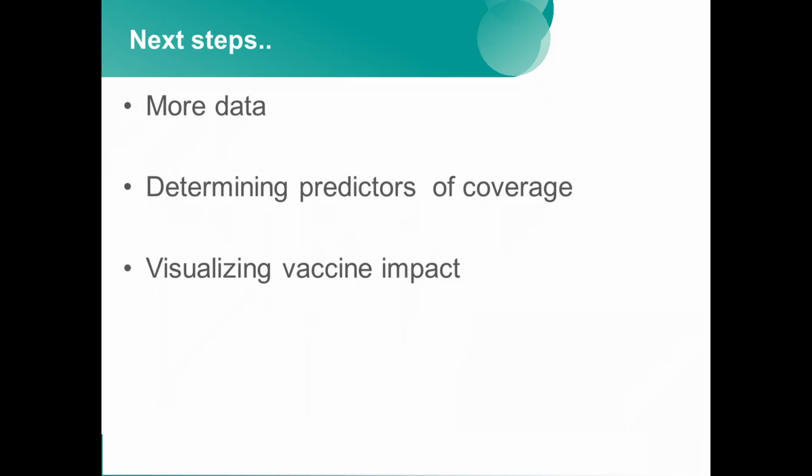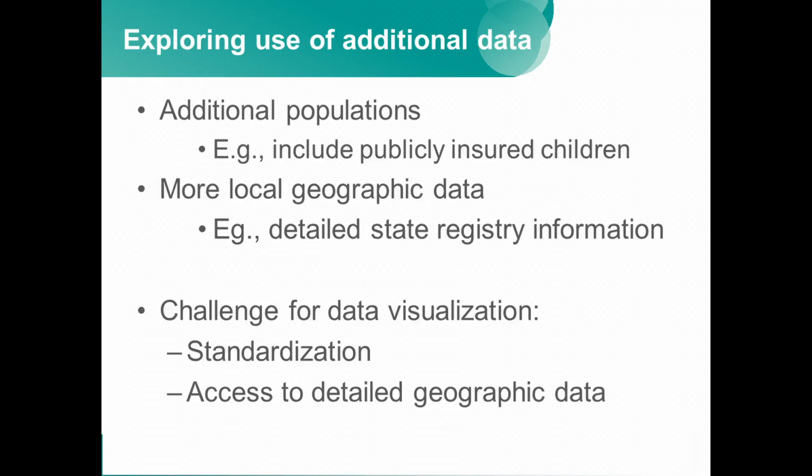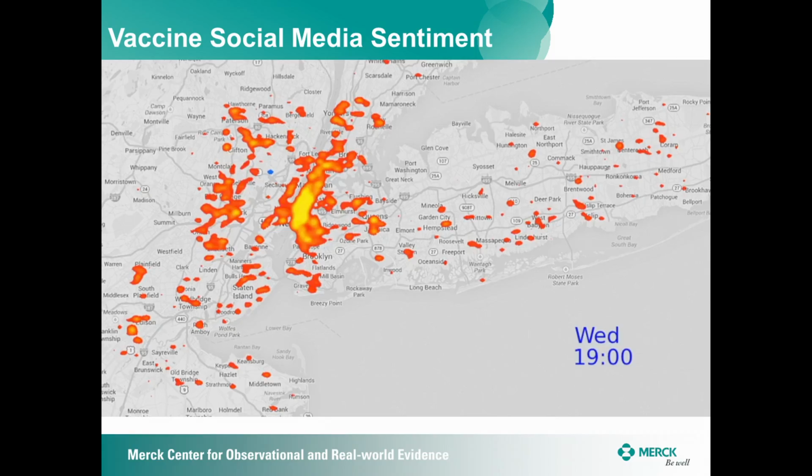So what are the next steps? Well, we'd always like to get more data to include other populations that I mentioned to you. And specifically, there are state immunization registries that are really data rich, but they're not linked together. So how do we access that, and how can we look at that for more geographic data? But that creates challenges, as you can guess, talking about scraping. How do you standardize those things, right? And how do you get that access?